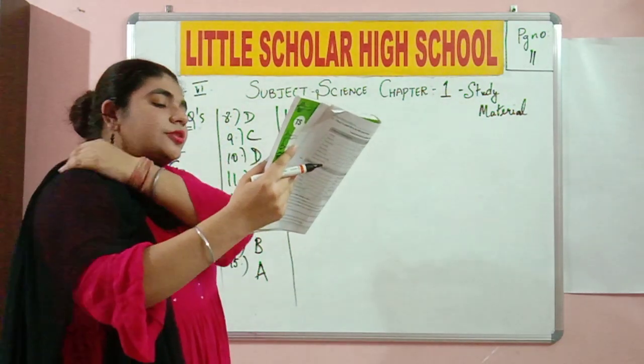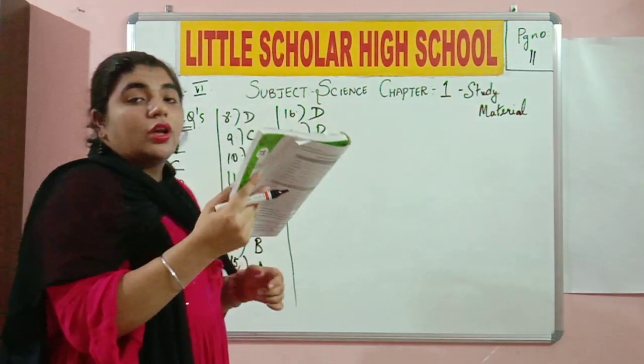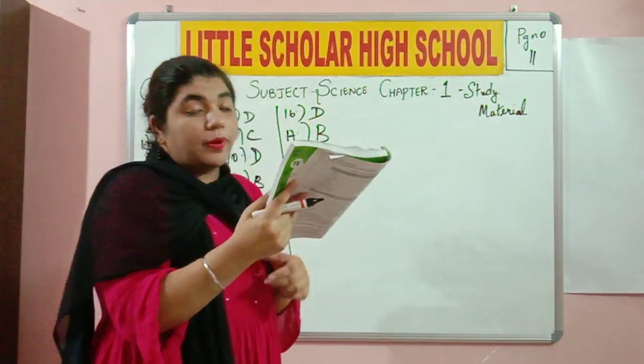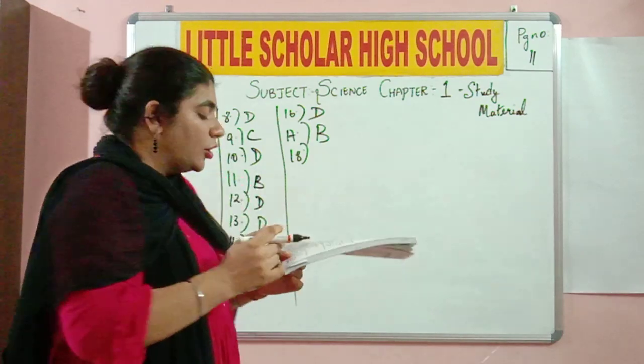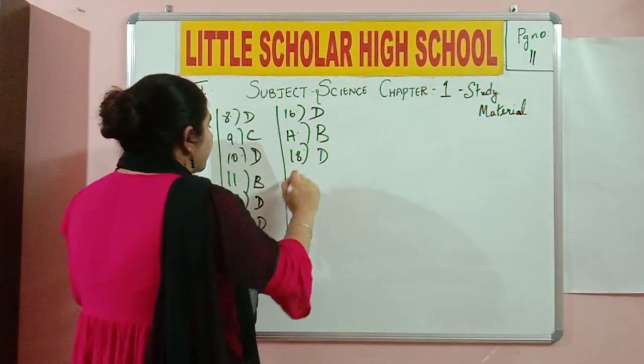Now 18th one, dash is the main food item in Haryana. Options are maize, rice, chapati, and bajra. Now bajra ke rotis are very famous in Haryana, so the option should be option D.